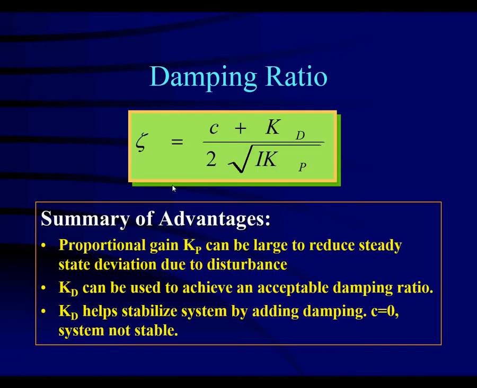Kp can be large to reduce steady state deviation due to the disturbance. So your first line of action to correct something is the proportional control. With Kd, the derivative control, we can achieve a specific damping ratio. And then Kd helps us to stabilize the system by adding damping, when the system is not stable.